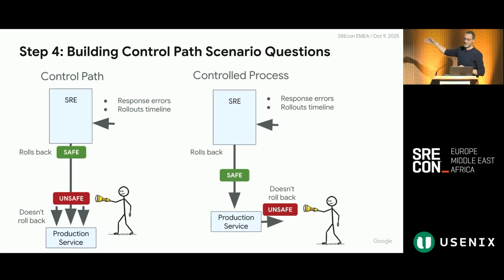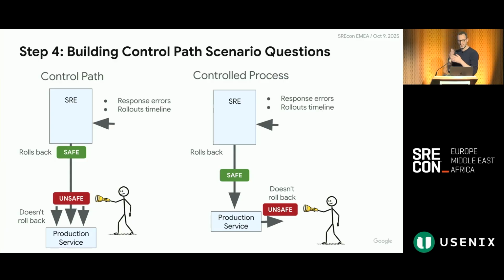And finally, in a control process scenario, the controller does the right thing, rolling back the service when it's returning errors, so there is no UCA, and the control process does not get the UCA. However, the control process behaved as if it got the UCA. The production service is not rolled back.